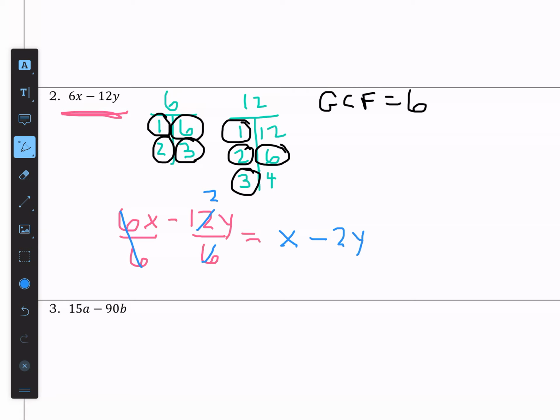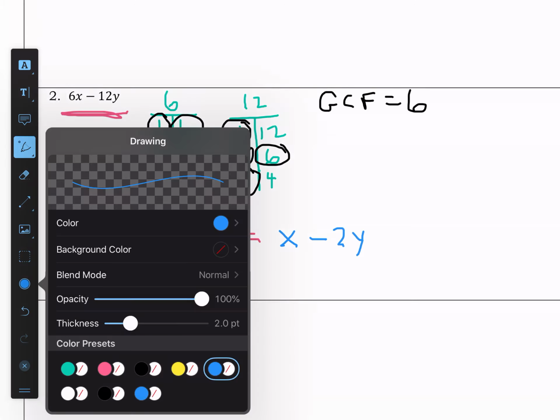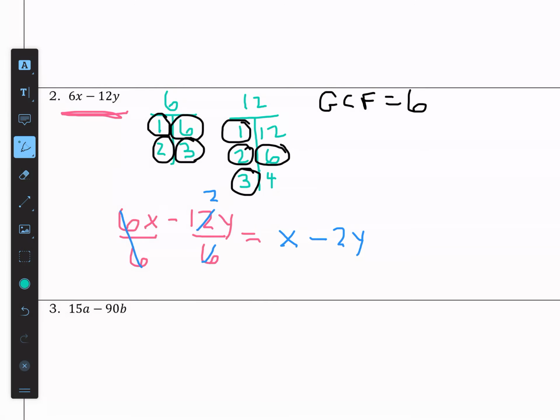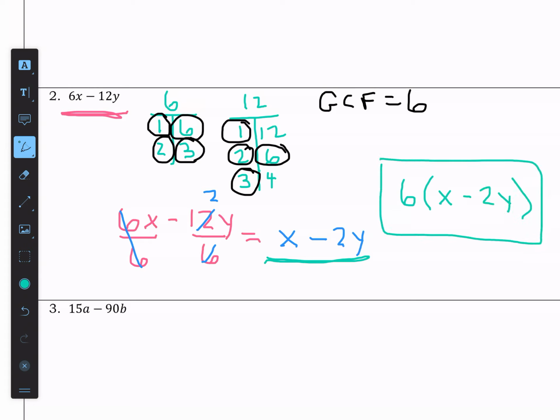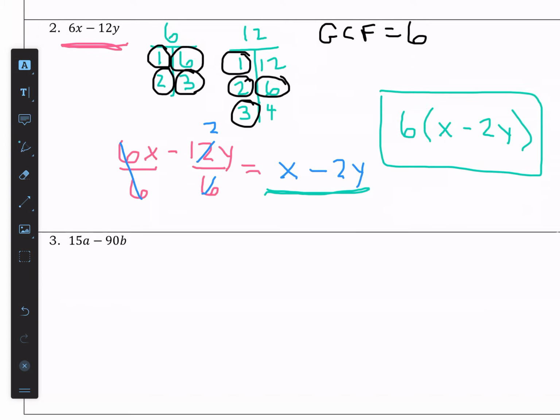Okay, so that's step 2. We did the division. And now really all you need to do is write your answer. So to write the answer, we just take our GCF, which is 6, and then put this guy in parentheses. And that's it. That's our answer. Okay, done. All right, so let's take a look at number 3.